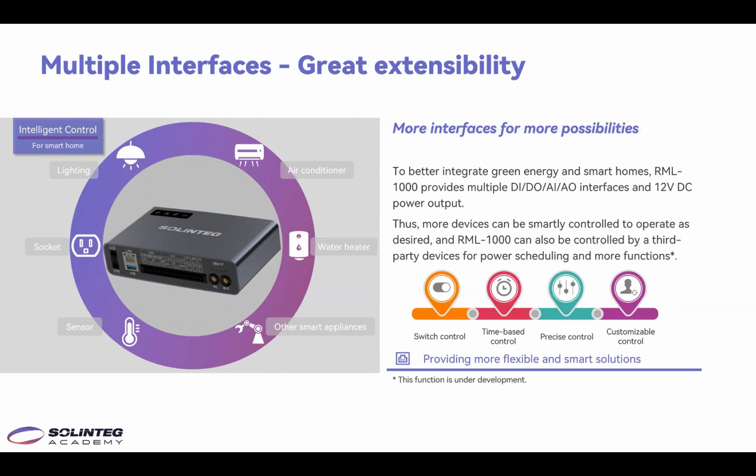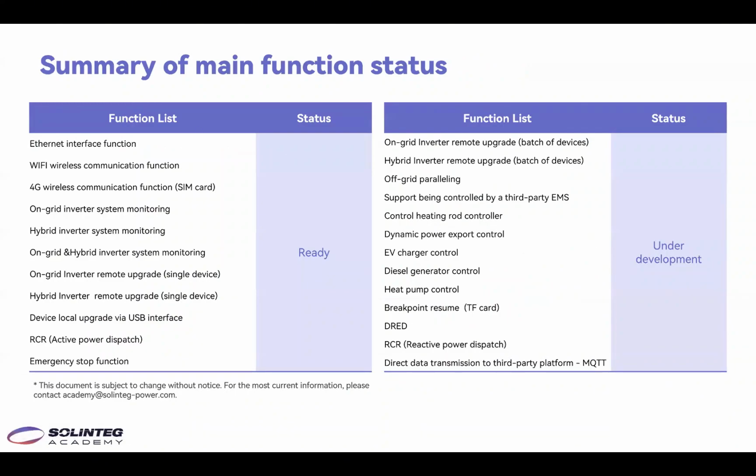The data logger also can connect with third-party, maybe other brands of inverters, if we can get the protocol of those inverters. It can also connect with third-party EMS devices. It can do a compatibility test, and then the third-party EMS device can, through the data logger, control the whole system of the inverters. Okay, this is a summary of the main function status we have talked about, and our R&D team is trying their best to develop and complete it as soon as possible.